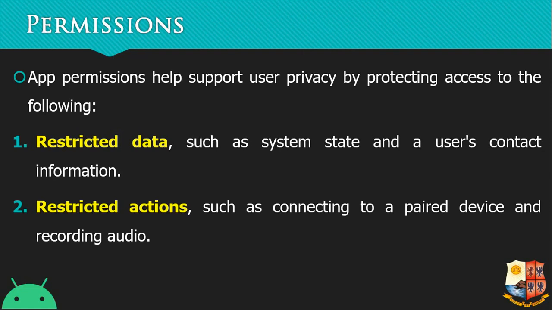These are restricted data. But what is restricted action? Like connecting to a paired device, recording audio, recording or taking a picture. These are not data. That's an action. Using the camera, that's an action. Sharing the image is data. The action is whether I should allow you to access the camera. What do you do using the camera? Click a picture, record a video. That and all are actions. Once you finish clicking the picture, that becomes data. I hope you follow. So the data should be restricted, action should be restricted.